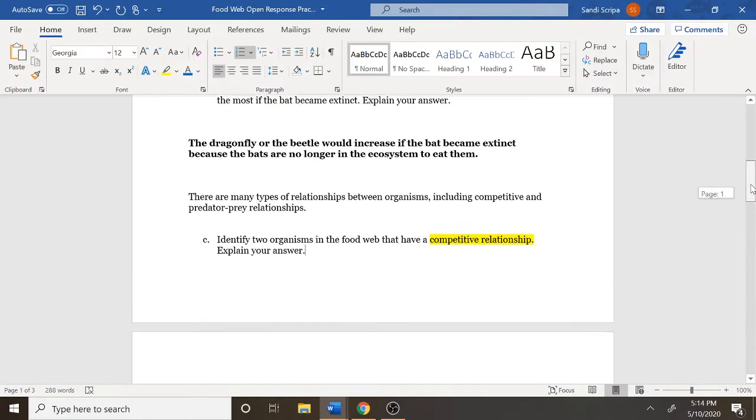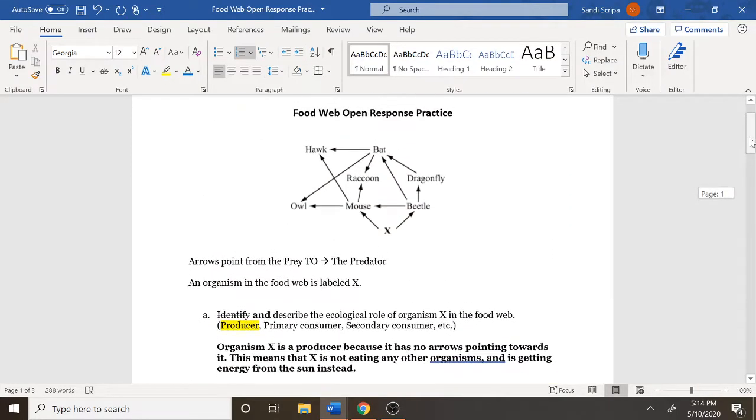But a competitive relationship is just one where they're competing, right? So you're having two organisms that are fighting over something. And if you think about the fact that we're looking at food webs, the thing that they're fighting over is probably some food that they share, right? So we're going to be looking for two organisms that are eating the same food, right? And because they're eating the same food, they're fighting with each other, they're competing over it.